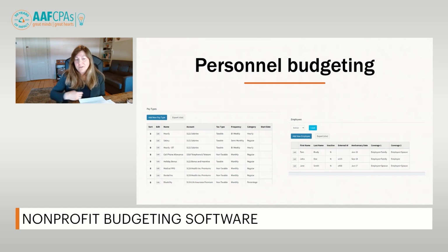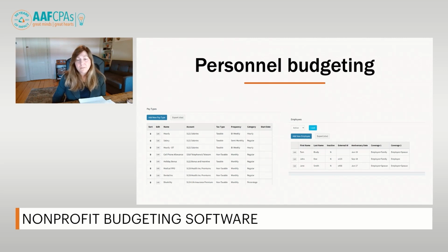So here's an example of where you would start with personnel budgeting. You would set up your pay types. So how do we pay people? Is it hourly? Is it salary? Do they have overtime calculations? Do they get a cell phone allowance? What kind of benefits do we offer?